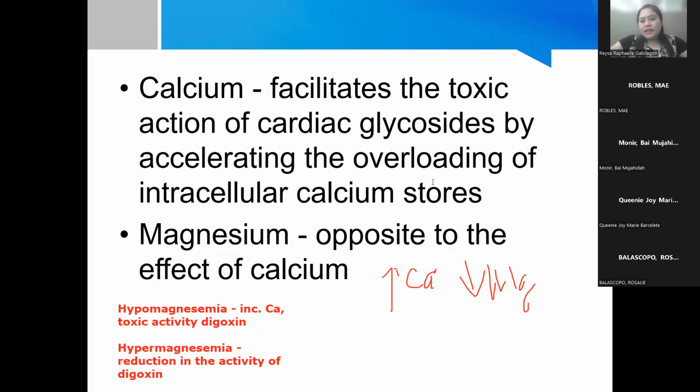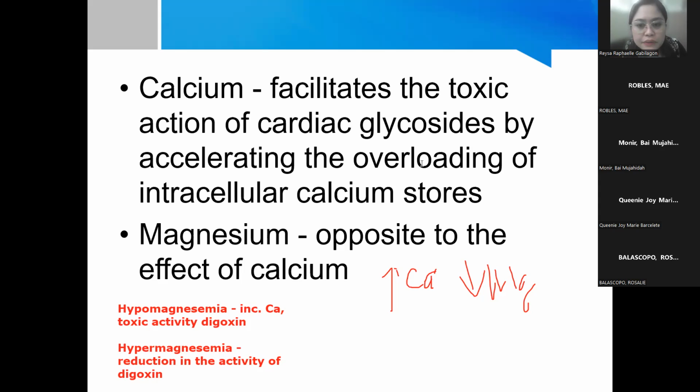So, class, actually, if the doctors will prescribe digoxin sa patient, the doctor actually should start first with the laboratory result of the patient in terms of the amount or the level of electrolytes, just to make sure that the patient gets the optimum effect of the digoxin and at the same time preventing the toxic effects.